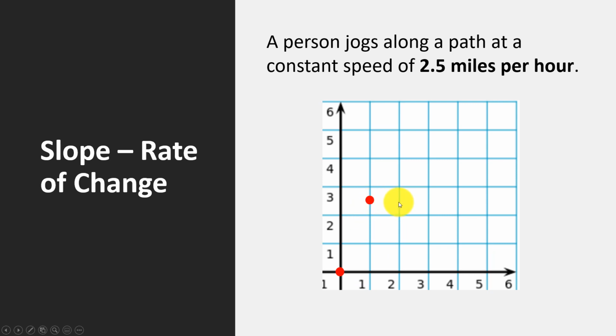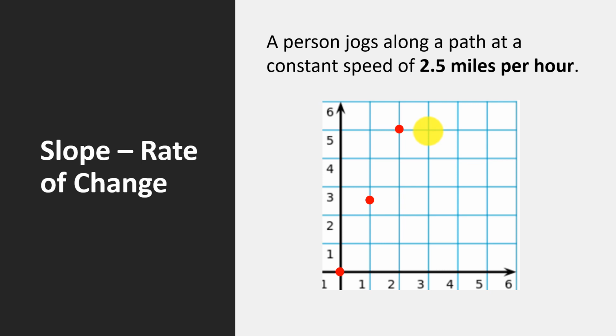So if we increase this another hour, then our distance would be another 2.5. So 2.5 plus 2.5 is 5. So after 2 hours, the person jogging has jogged a distance of 5 miles. If we increase the time another hour, the distance would increase another 2.5 miles. So that would be 7.5 miles.